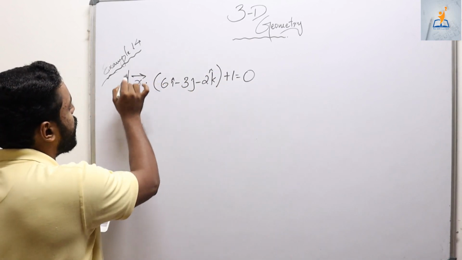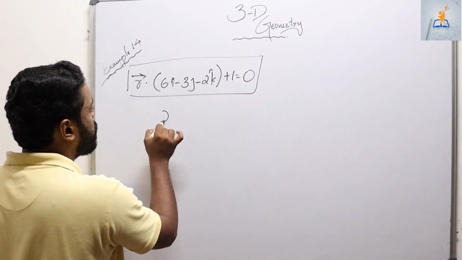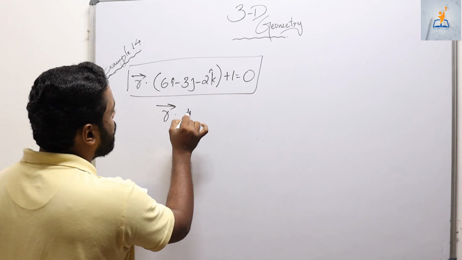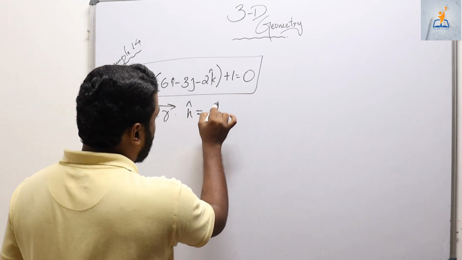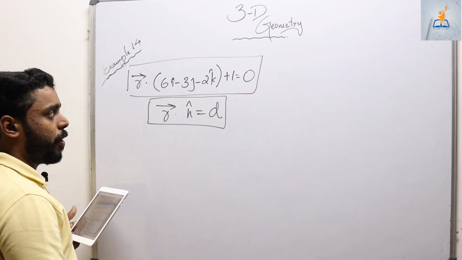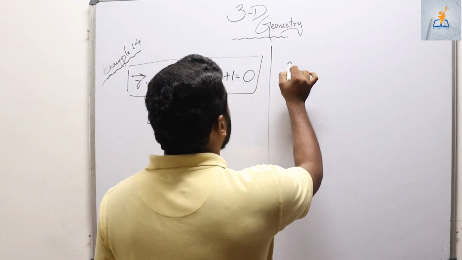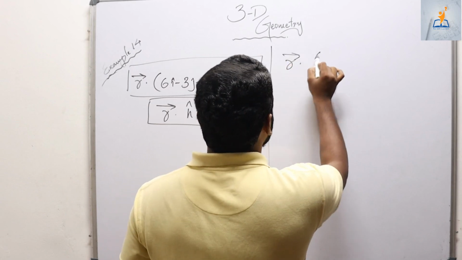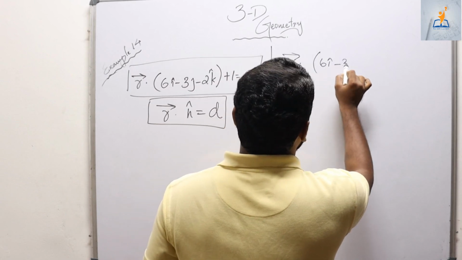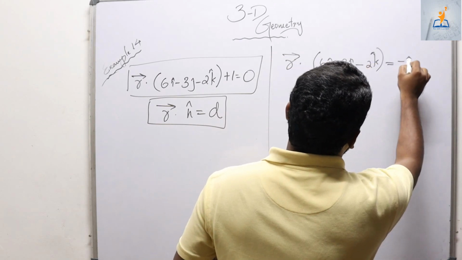So this is the equation of the plane. First of all, in order to deal with such problems, we have to transform the equation into the standard form. So we know that this is the standard form of the equation of a plane, right? So we are going to transform this. This is equal to r bar dot (6i cap minus 3j cap minus 2k cap) is equal to minus 1.